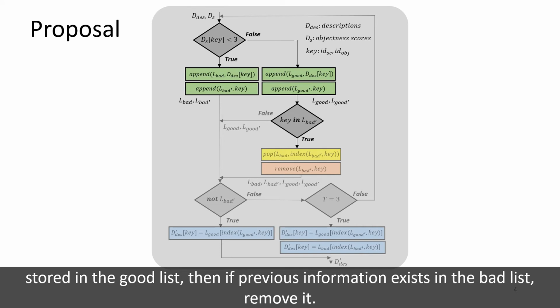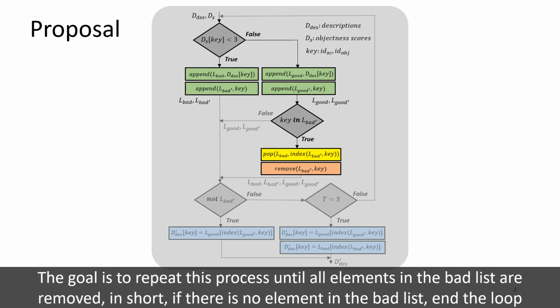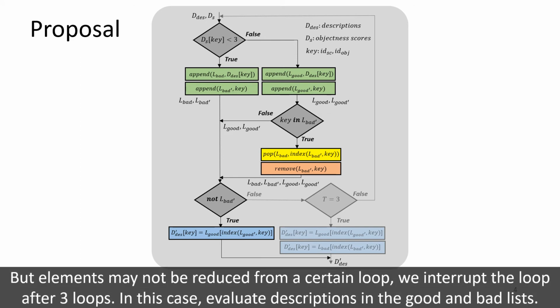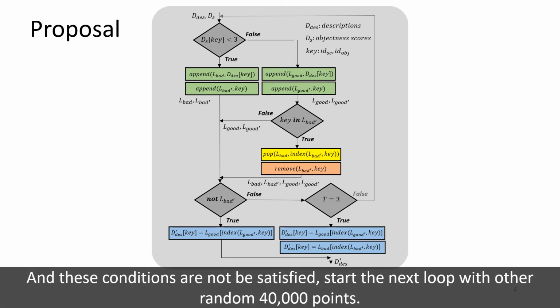Then, if previous information exists in the bad list, remove it. The goal is to repeat this process until all elements in the bad list are removed. In short, if there is no element in the bad list, end the loop and evaluate descriptions in the good list. But elements may not be reduced from a certain loop, so we interrupt the loop after 3 loops. In this case, evaluate descriptions in the good and bad lists. And if these conditions are not satisfied, start the next loop with other random 40,000 points.